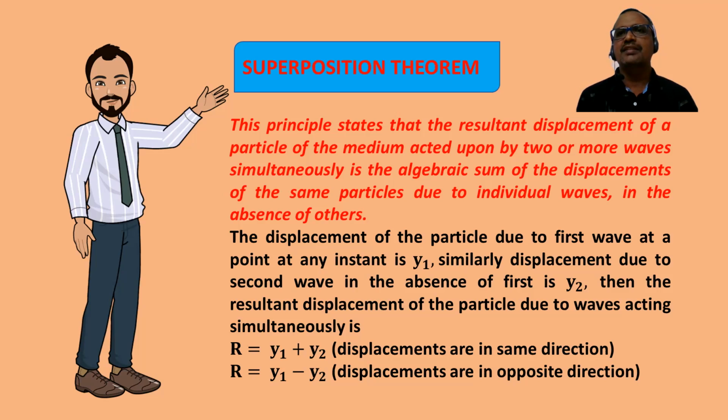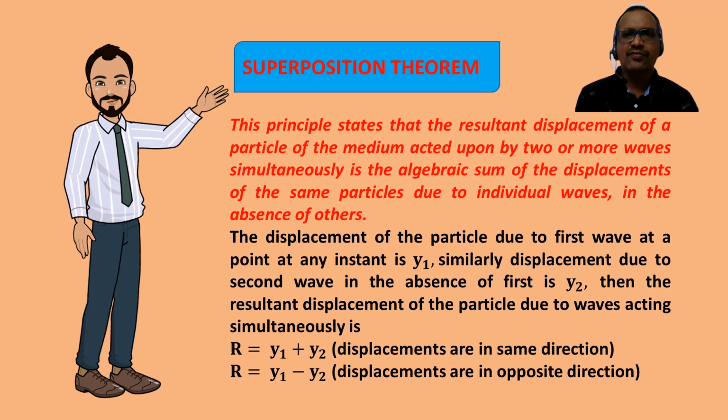So this principle states that the resultant displacement of a particle of the medium acted upon by two or more waves simultaneously is the algebraic sum of the displacements of the same particle due to individual waves in the absence of others. That is, if a wave is propagating through the medium, then the particles of the medium vibrate. Now consider only a single wave. Remaining all waves are absent.